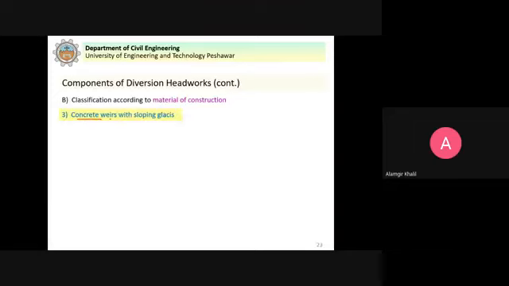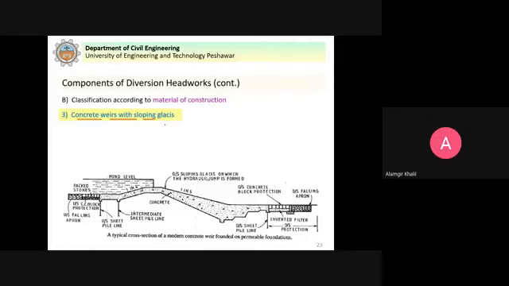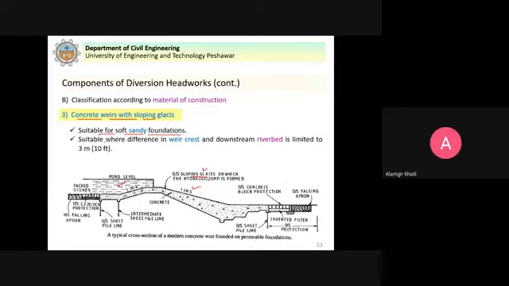The third one is concrete weirs with sloping glacis. You can see here the sloping glacis, gently sloping here, 1 in 5. This is the glacis, 1 in 4 upstream and 1 in 5 downstream. Sloping glacis is suitable for soft sandy foundations, and where the difference between the weir crest and the downstream river bed is limited to 3 meters.